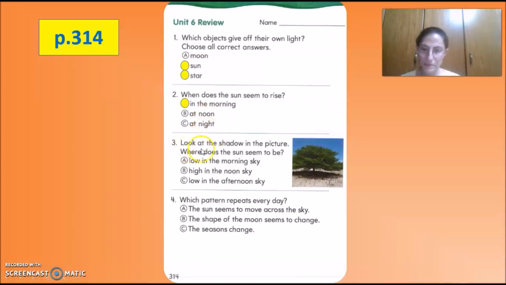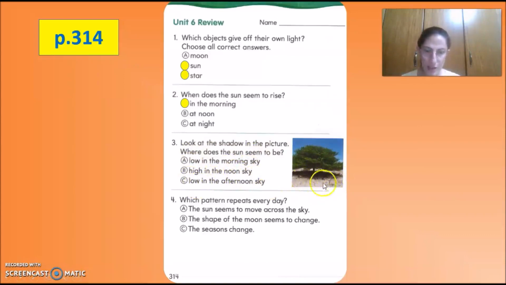Number 3. Look at the shadow in the picture. Where does the sun seem to be? A. Low in the morning sky. B. High in the noon sky. C. Low in the afternoon sky. So I'm going to reread it. Look at the shadow in the picture. Where does the sun seem to be? A. Low in the morning sky. B. High in the noon sky. C. Low in the afternoon sky.